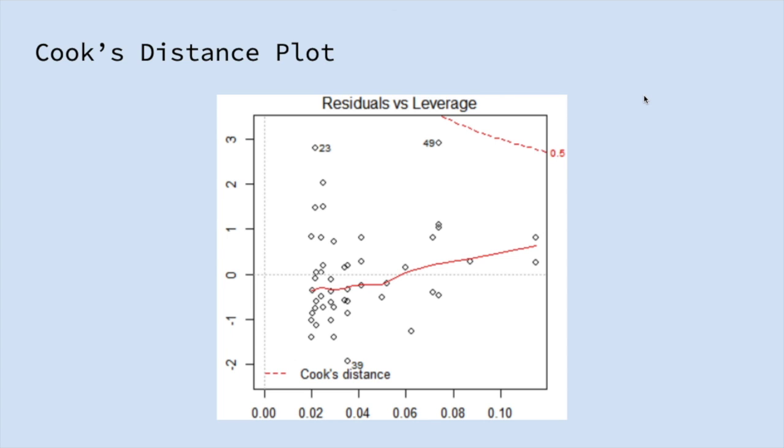Finally, I wanted to go over a residuals versus leverage graph with Cook's D. Cook's D is a computed value which allows us to check if a data point is an outlier or not. If we look at this graph, we can see a red dashed line in the upper right-hand corner. This line is known as Cook's D, and any value that is plotted past this line is considered an outlier.